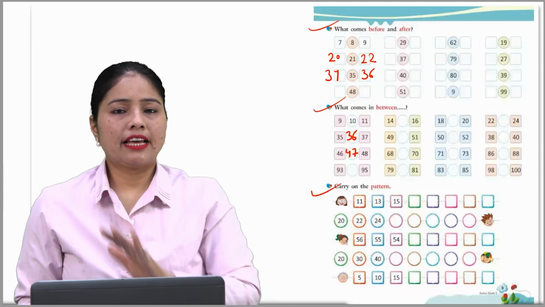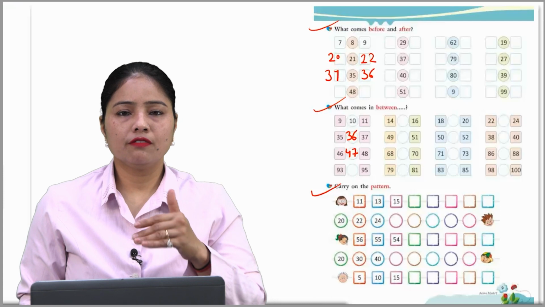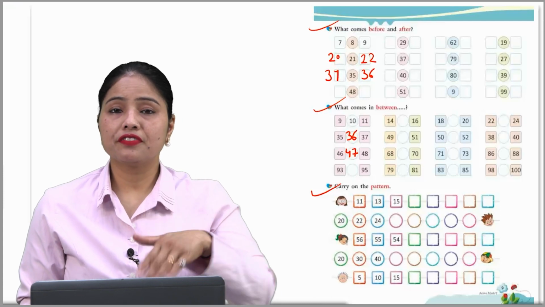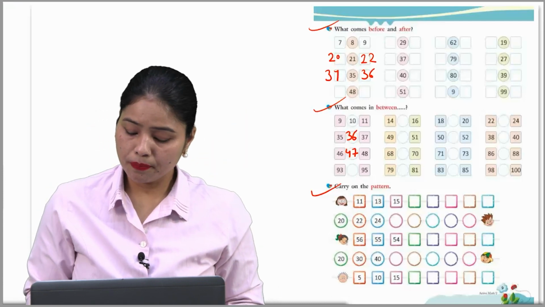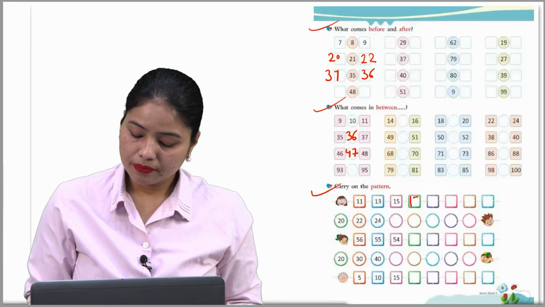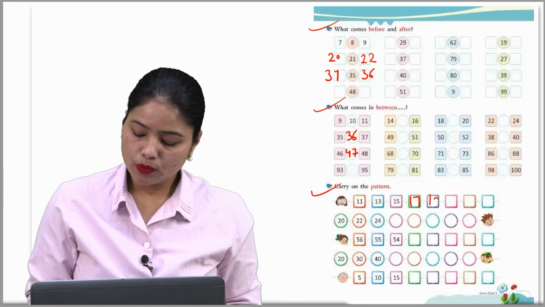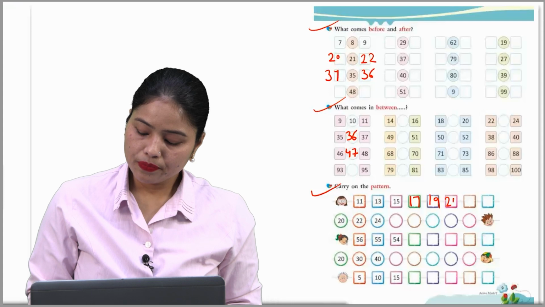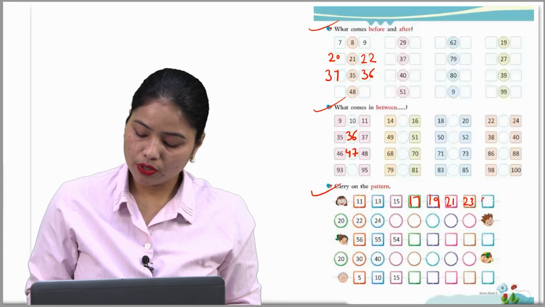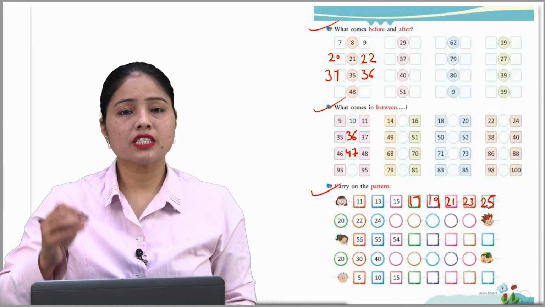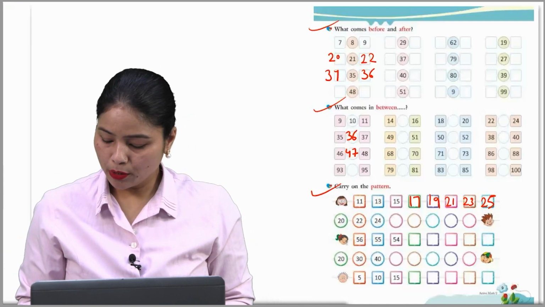First one is given 11, then 12 is skip, 13, 14 skip, 15. Similarly 15 के next 16 skip, then 17. 18 नहीं है, then 19, 20 skip, then 21. Similarly 22 नहीं है, 23, and similarly 24, then 25. This is how we just fill the pattern. Okay, I hope you understood.